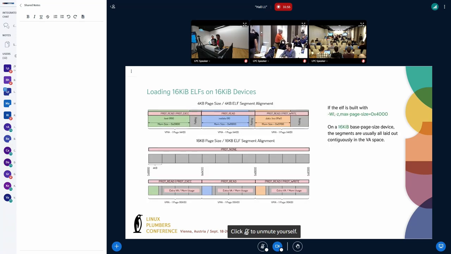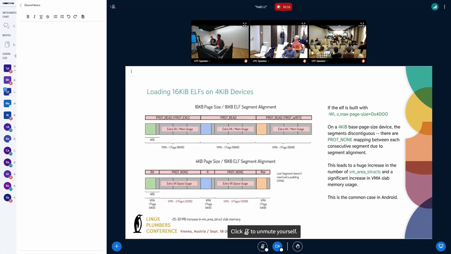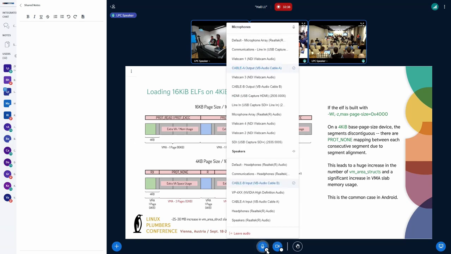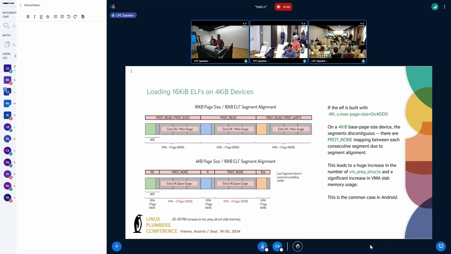In a 16 KB segment aligned ELF on a 16 KB device, it's similar to what we have in 4K. We line up the segment size to the next page boundary and we map it into the reserved VA space. But the situation that we have on Android is we have existing devices, 4 KB devices, which have the 16 KB aligned ELF segments. In this case, when the loader maps in each segment, we round up the size to the next page boundary, we end up splitting the reserved VA space that we did to map in the ELF, and we end up with these extra prot none VMAs, like Lorenzo was saying, like these guard VMAs in between each segment.